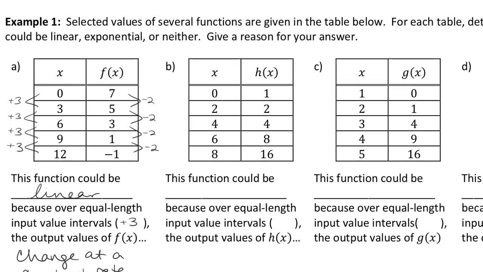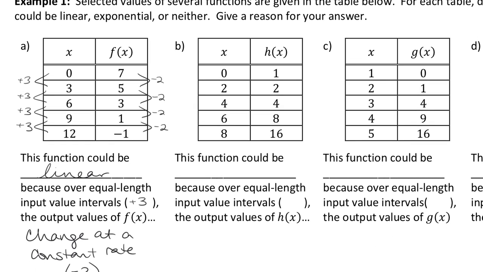Before I take your questions, let's see another one. If we look at the table for h of x, let's talk about the inputs. What is happening to all of the inputs? Plus 2. Oh, so they're equal lengths. We're going to have equal length input value intervals. If we have equal lengths between our input values, we can just look at the change in the outputs.